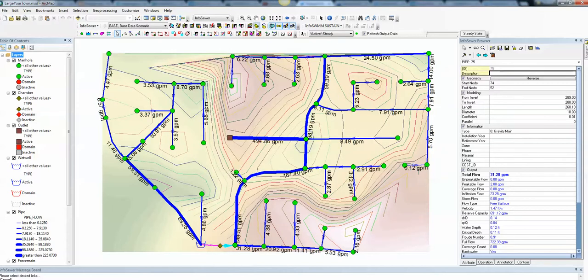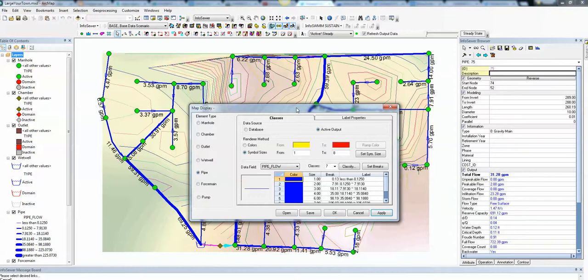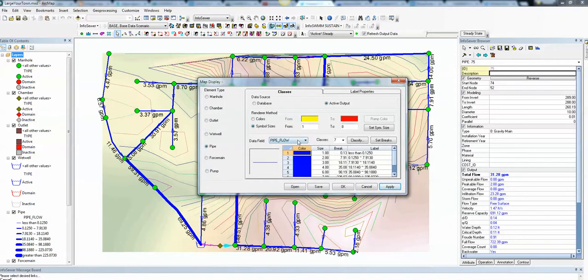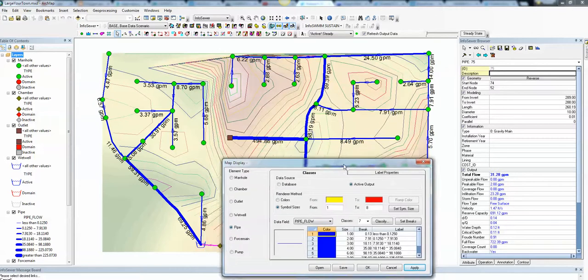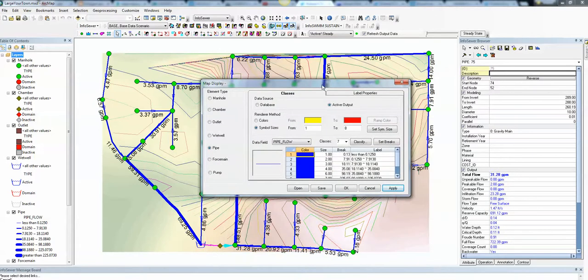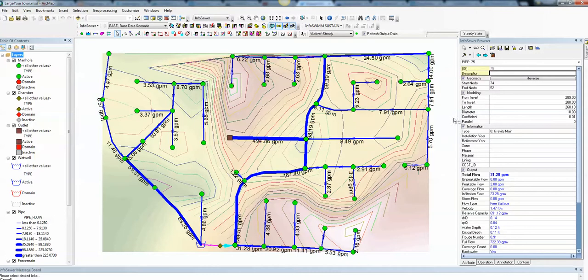And in the past, I've done basically we're looking at the peak flow. The peak flow as a map display. So apply that, and as you can see, the colors and the size of the link change as the flows change. Okay, so if we look over here, here's the basis of the program.